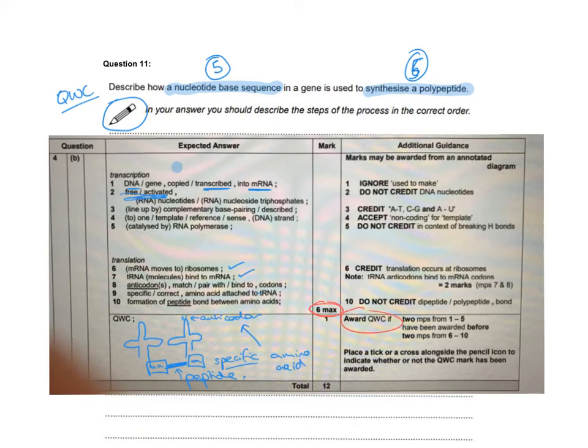Now, you could get 6 marks for that content, and then down here, award QWC if there are 2 marking points from 1 to 5, and those have been awarded before 2 marking points from 6 and 10. So that really just guards against candidates who are just sort of firing out random bits of transcription and translation, hoping that they hit some marking points. If you are being very logical about this happens and this happens and this happens with these processes, using bullet points can really help you there to structure those answers. Then you can pick up that mark very, very quickly.